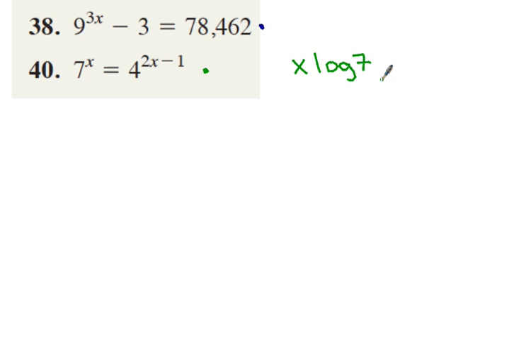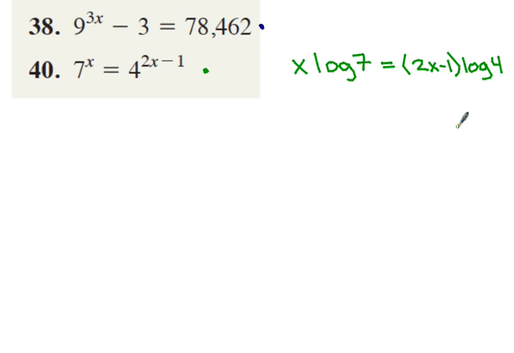Okay, I skipped that in-between step, right? So that was log of 7 to the x. Variable can move up front. Equals the quantity 2x minus 1 times our log 4. Okay, similar idea. We took the log of both sides. I'm able to move this exponent out in front of the log here. And now you have a quantity times a log.